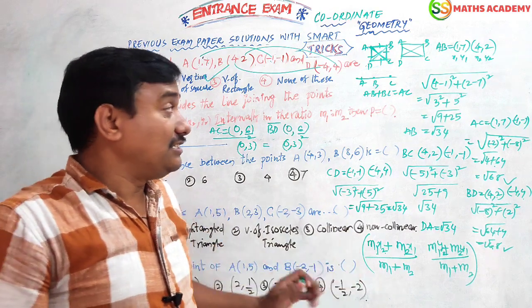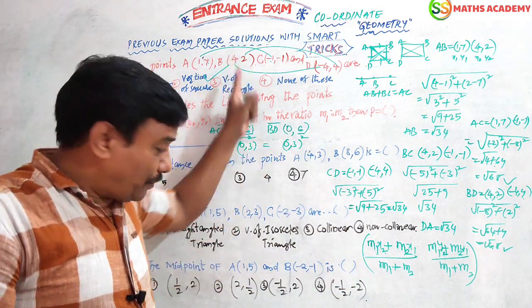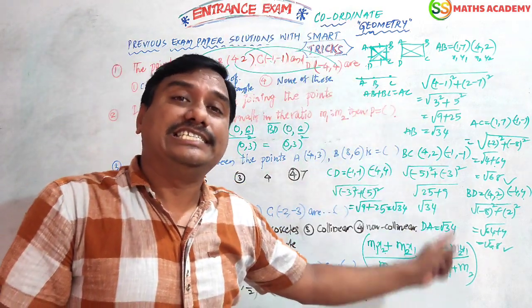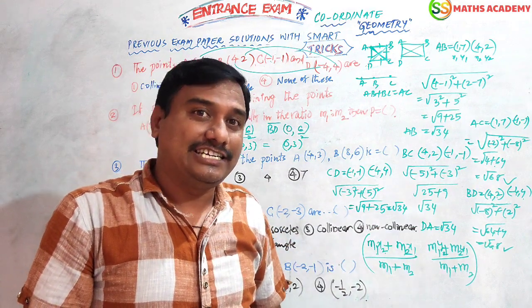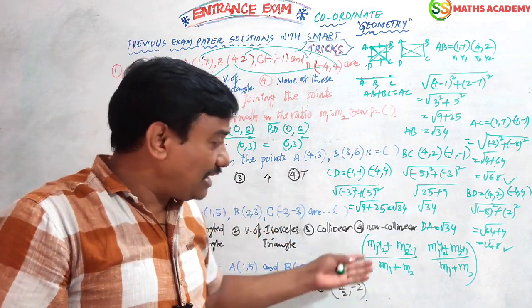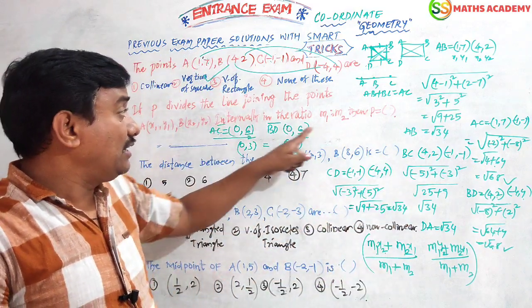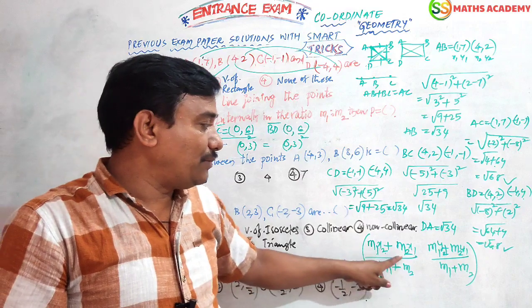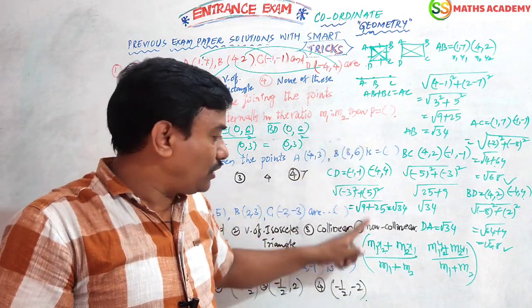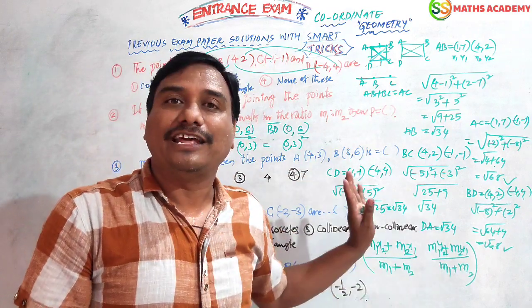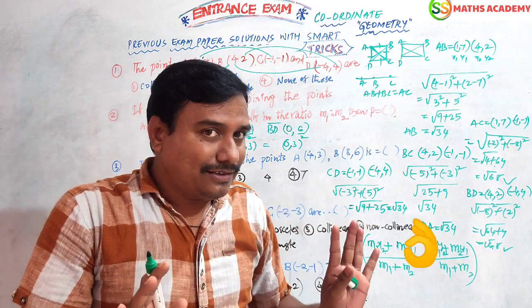Direct answer. This is a 2016 paper. All these questions are from the 2016 AP Polyset and TS Polyset papers. So that is the reason they are asking formulas also. So the ratio is given here as m1 is to m2; you can go with m1 m2. Here mn is given, so you can go with mn like that. Okay? Clarity? You get the idea?